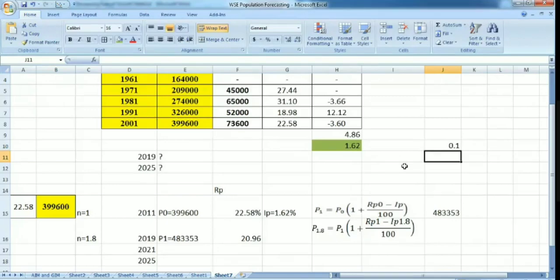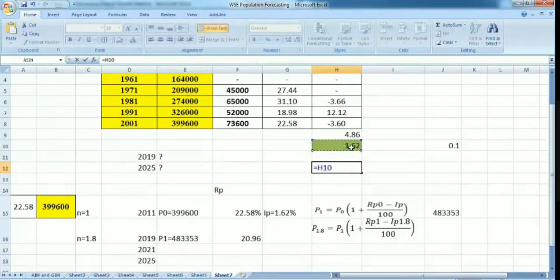Now, what is the difference between 2011 and 2019? 8 years. 8 years means how many decades is it? 0.8. Correct. That means what I need to do is 1.62 times 0.8. That means I'm going to get 1.29. You can take it as 1.3.